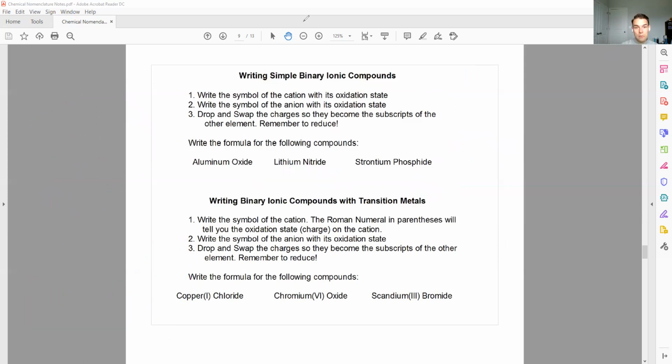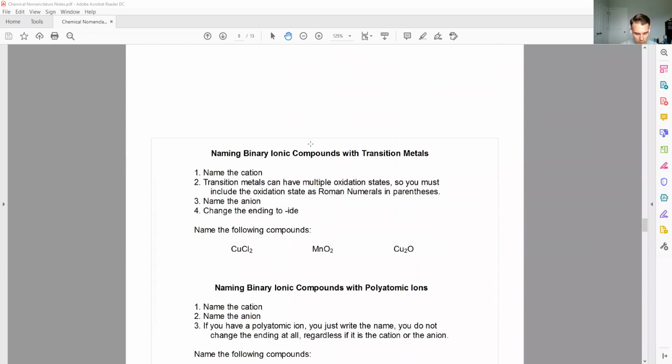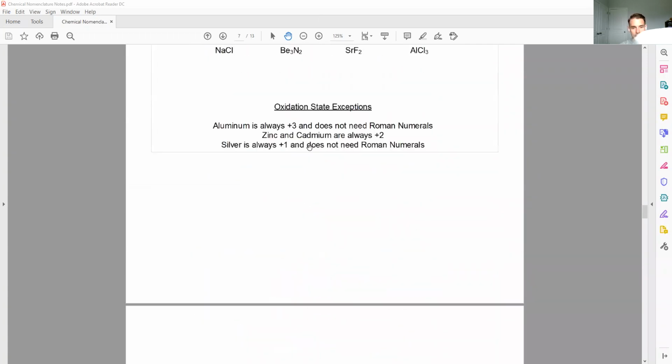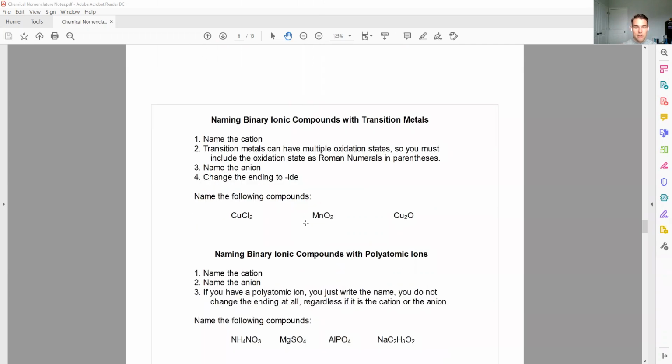So now, and again, if you need to pause the video, please do. We're going to go back and talk about naming ionic compounds with transition metals. You may have noticed initially when we talked about finding the charge when things become an ion, transition metals were left out because transition metals can have multiple oxidation states. So it's not just like copper is always +1.